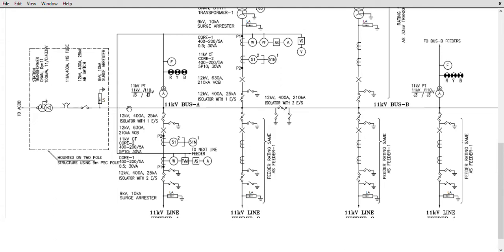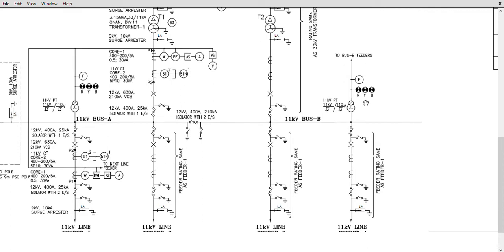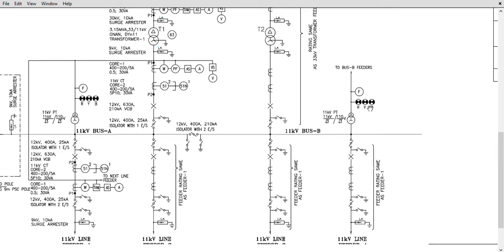So guys, we have reached the 11 kV bus here. Here you can see there is a 11 kV bus PT. The 11 kV bus PT rating will be 11 kV by root 3 by 110 volts by root 3. Why root 3? Root 3 because it's a star by star. Again, what is the purpose of bus PT?